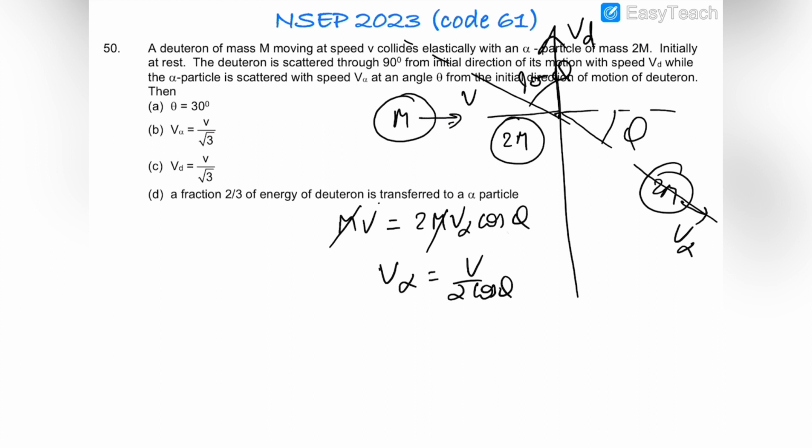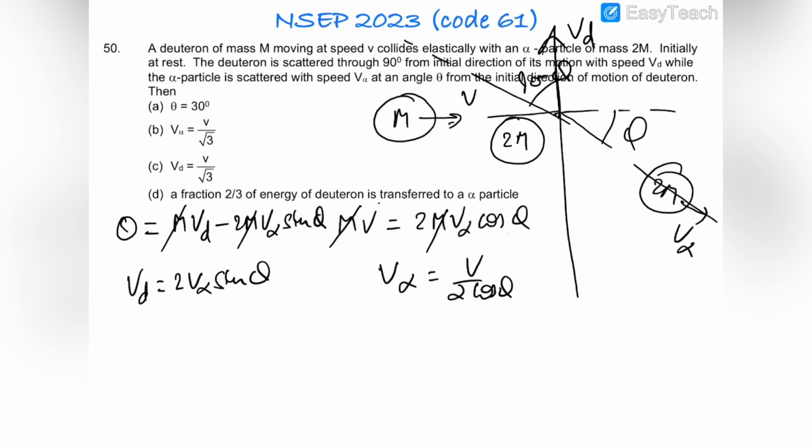So another equation which we can form is by balancing the momentum in y. So initial momentum in y was 0, and therefore final will be 0. So m vd minus 2m v alpha sin theta. So cancelling m with m, vd is equal to 2 v alpha sin theta.